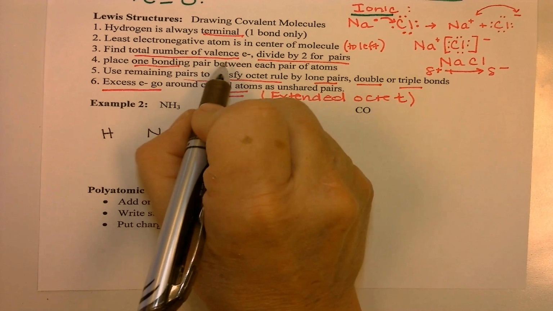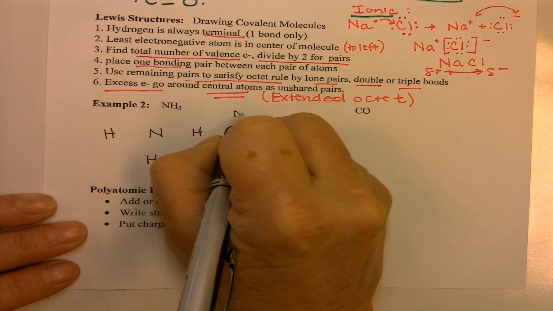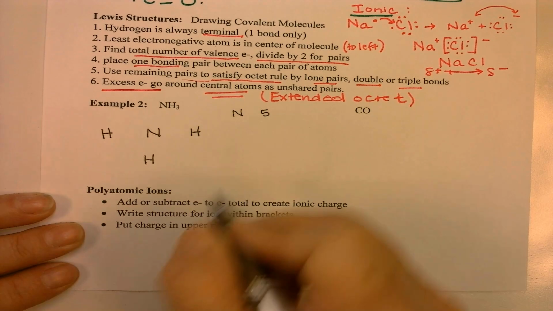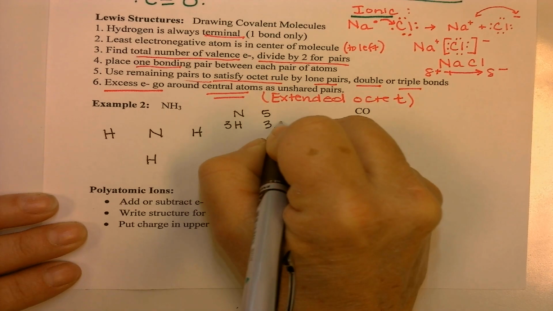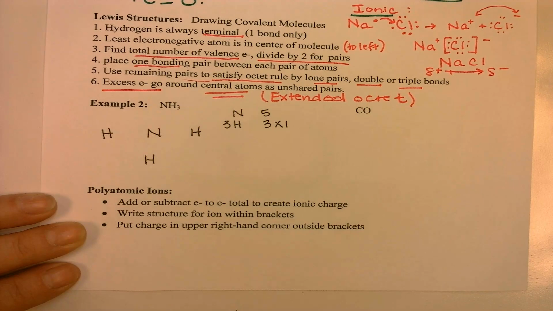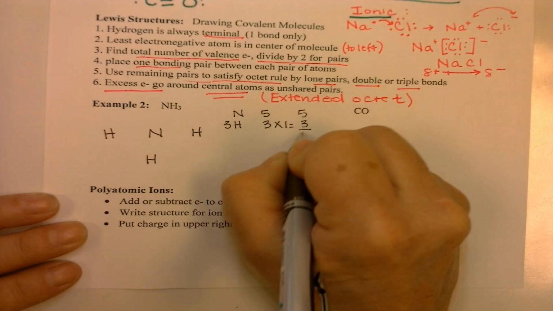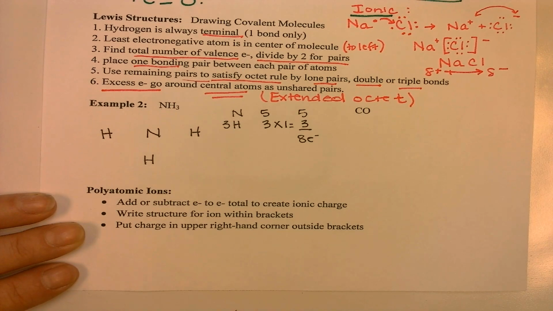Next, find the total number of valence electrons. Okay, let's see. Nitrogen has 5. And then I have 3 hydrogens, so I have 3 times 1. So that's 5 plus 3 is 8 electrons. Are there questions yet? Okay.